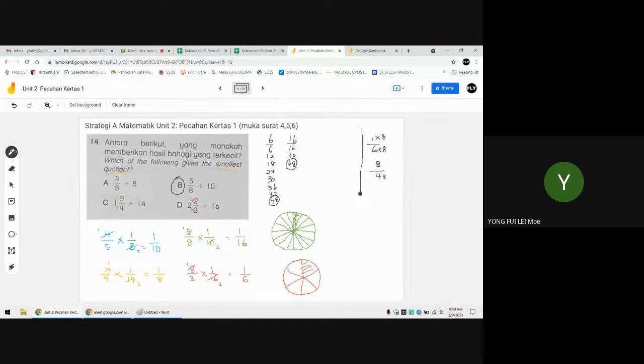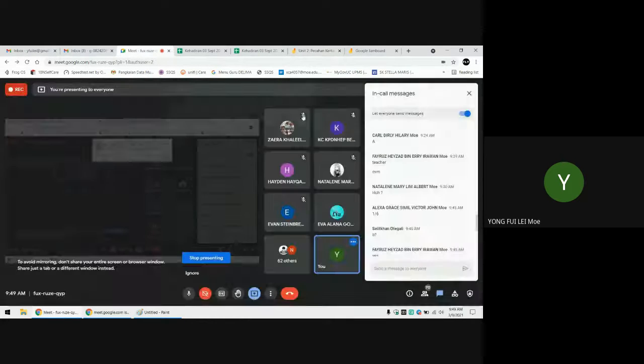So 6 times 8, 48. So this is 8 over 48. 1 over 16 times 3 over 3 is 3 over 48. So which one is smaller? 3 over 48 is smaller. These are compared fractions. So this is the smallest, and these are the largest, 8 over 48. This is 3 over 48. That's why you choose 1 over 16. 1 over 6 is bigger.